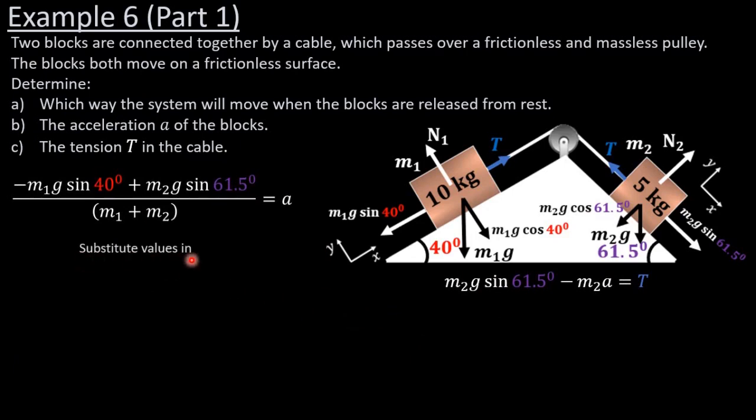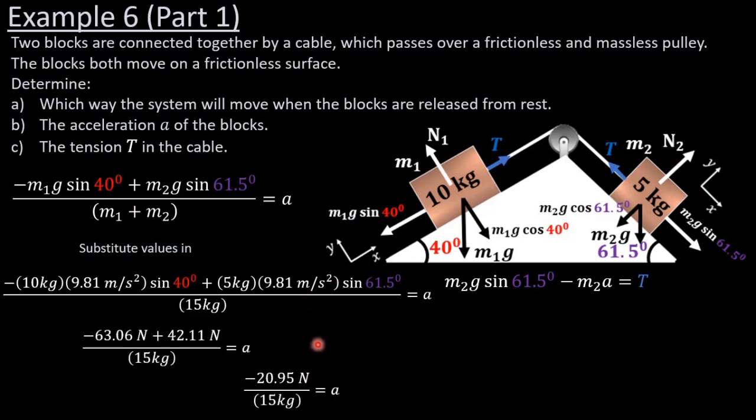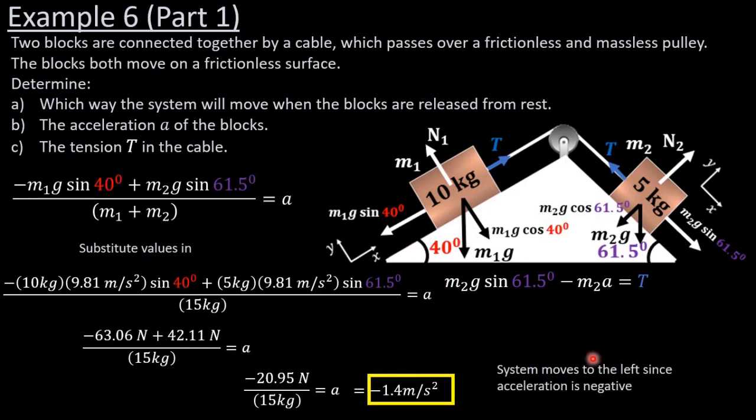So substitute our values in. We knew m1 was 10 kilograms, we knew m2 was 5 kilograms, and we know g for both, and we know m1 plus m2 is going to be 15 kilograms because 10 kilograms plus 5 kilograms will give us 15 kilograms. Okay, so put all that into my calculator, and then simplify it down, and I get minus 1.4 meters per second squared, and that is our acceleration. And the system moves to the left since acceleration is negative.